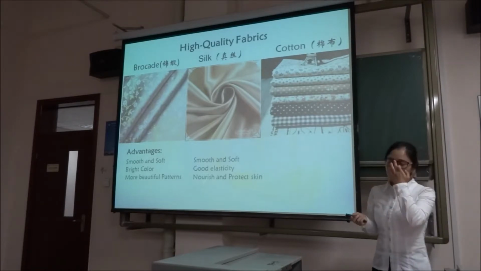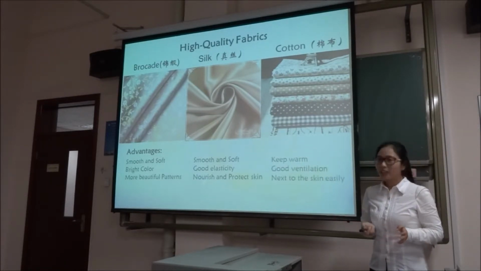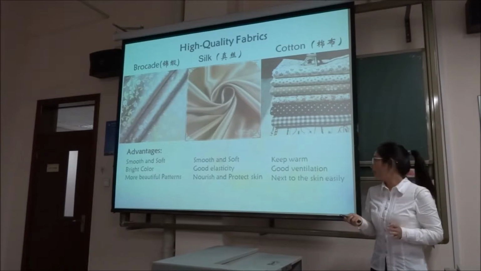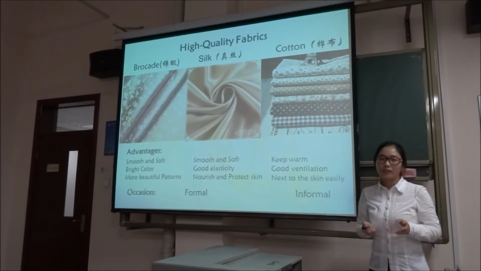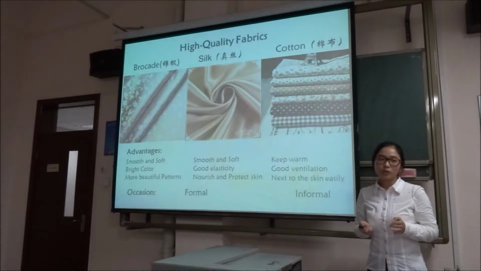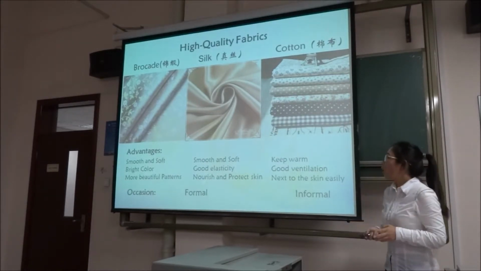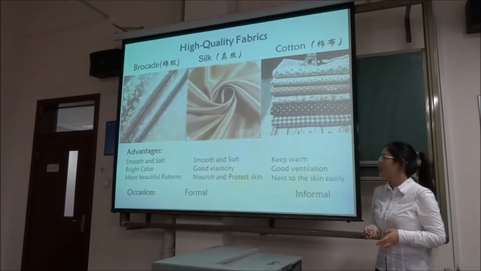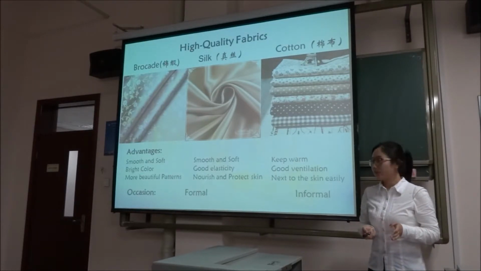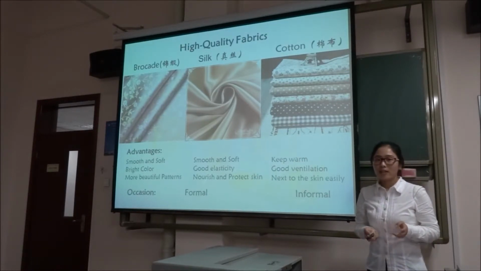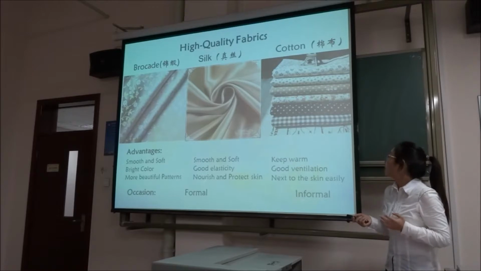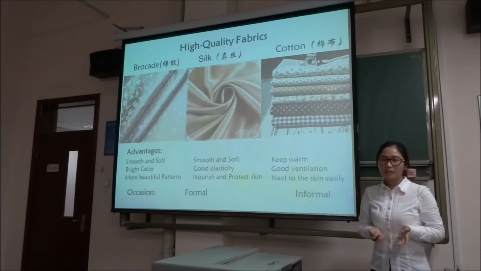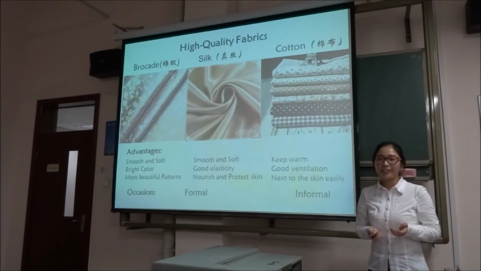The third is cotton. It can keep you warm in winter, and it has good ventilation. And if you dress in it, it melts to your skin easily. Our brocade and silk are used for formal occasions, like weddings, fashion shows, and walking the red carpet. Our cotton is used for informal occasions, like our daily life.